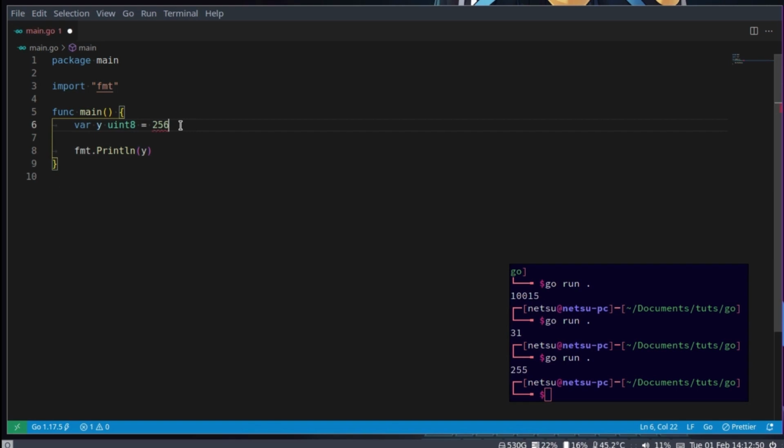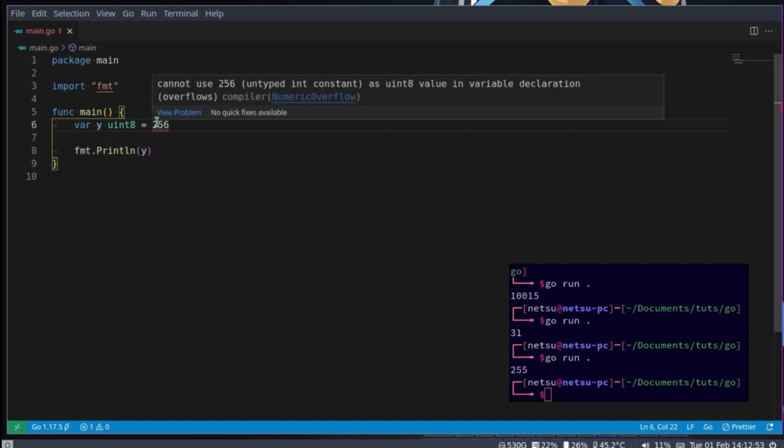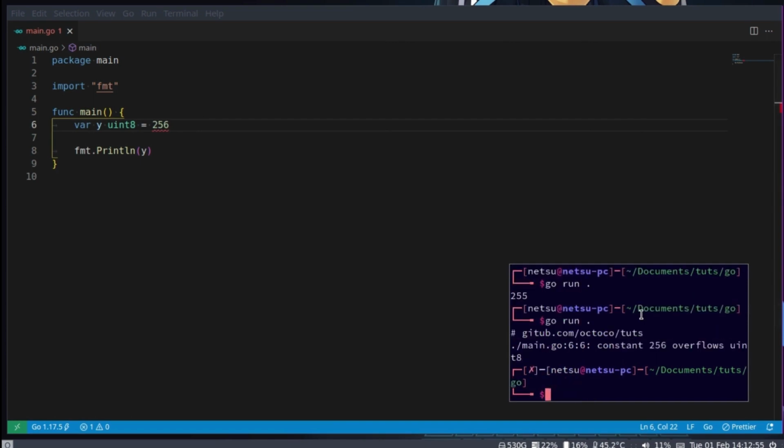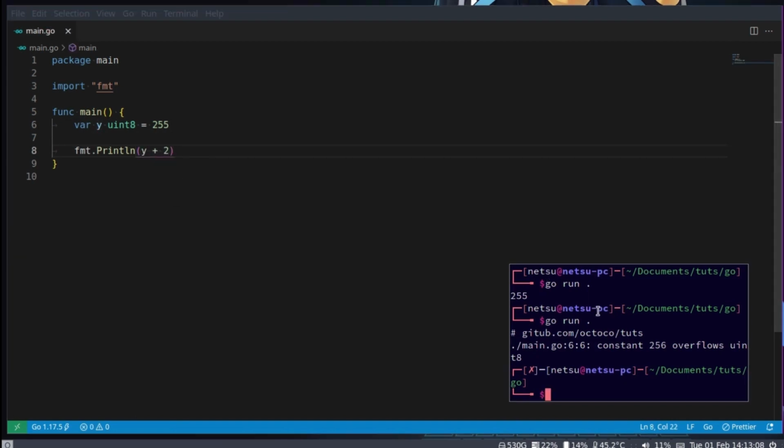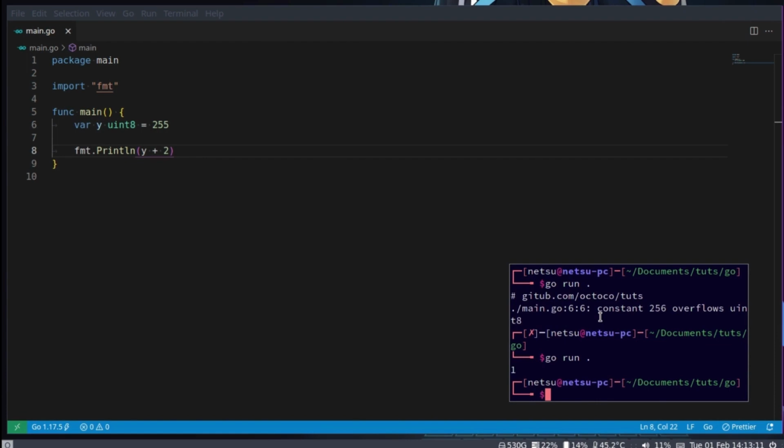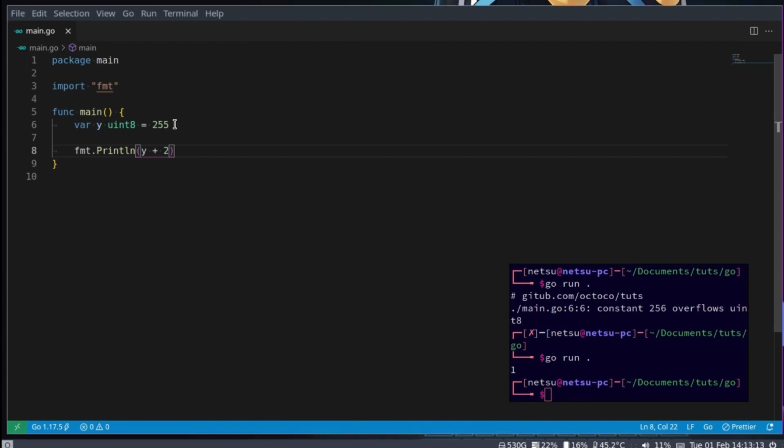If I were to make this 256, yeah, it actually tells me it cannot go that high because it's too high. But in other programming languages, if you do this, it will change back to the lowest value. I wonder, could we go here and say y plus 2? Would that be allowed? And yes, it is, because the max size of an unsigned int8 is 255. We say 255 plus 2, 256 is over its highest value, so it starts over.